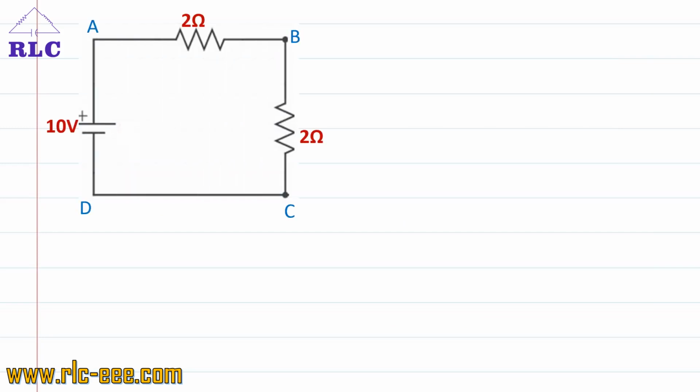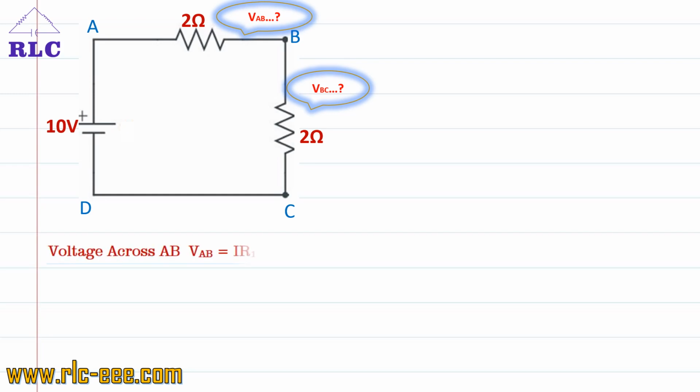Let's solve the problem on KVL. This is the circuit. The given data is 10 volts, 2 ohm R1, 2 ohm R2. What we need to find here is the voltage across A and B and the voltage across A and C. As per Ohm's law, the voltage across A and B can be written as I into R1. Similarly, the voltage across BC can be written as I into R2.